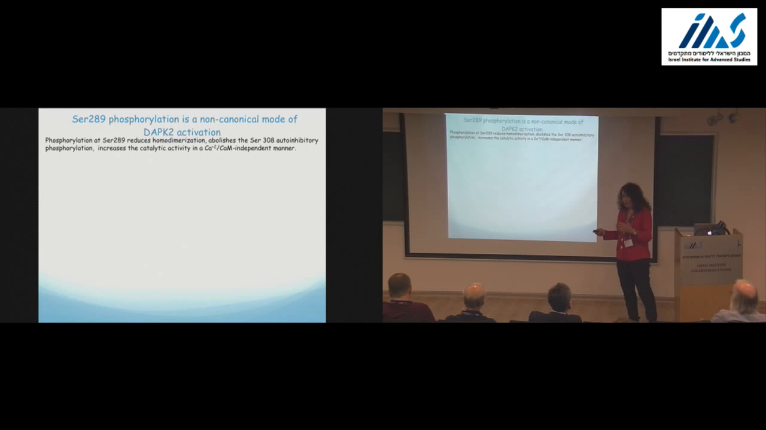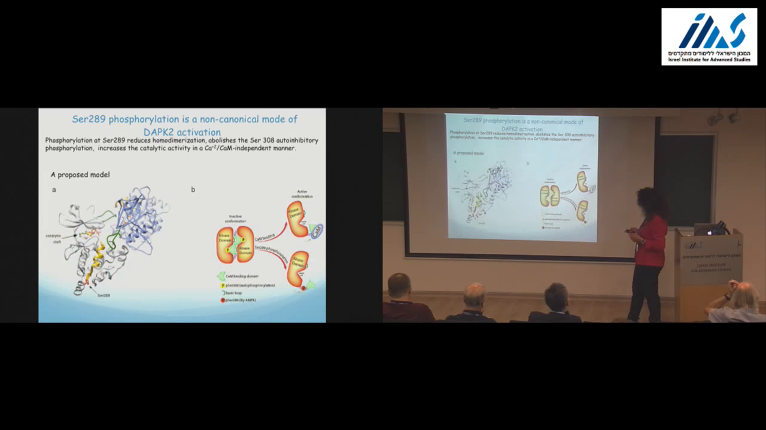So again, to make a long story short, we have shown that this phosphorylation reduced the homodimerization of DAP kinase 2. In the silent form, it's a homodimer. It abolished the inhibitory serine 308 phosphorylation, and it increases the catalytic activity, but the important thing is, in a calcium calmodulin independent manner. We don't need calmodulin here. We have this phosphorylation that opens up the calmodulin regulatory domain without needing the calmodulin. And we have proposed a model where we have two ways to activate DAP kinase 2. The canonical way, where the calmodulin binds to the calmodulin regulatory domain and releases it from the catalytic cleft. So this is the canonical way.